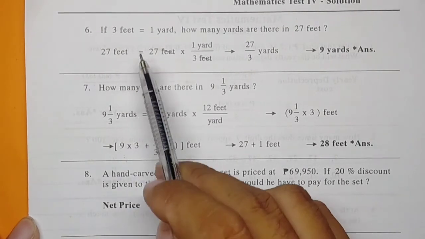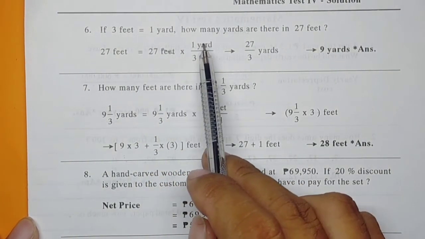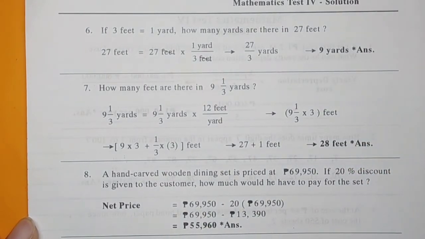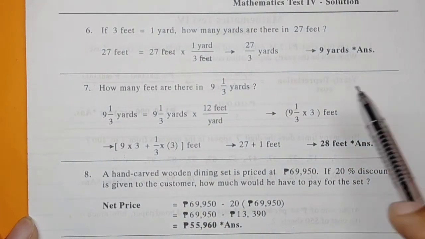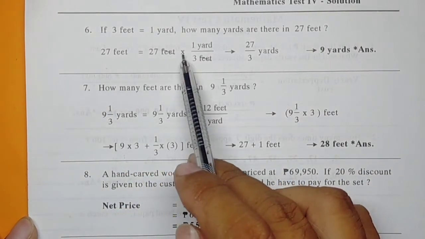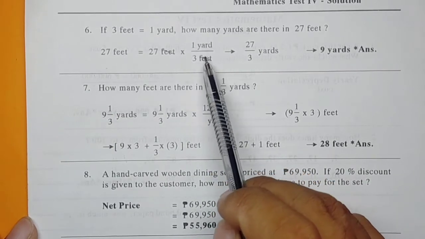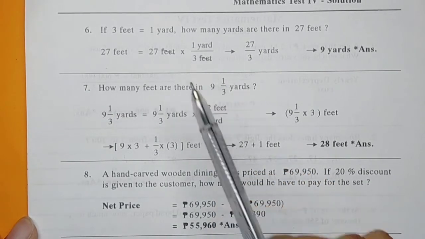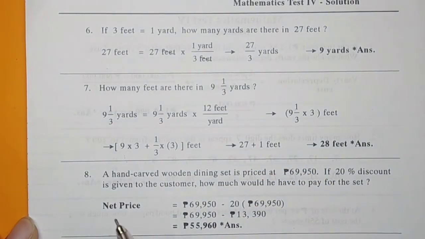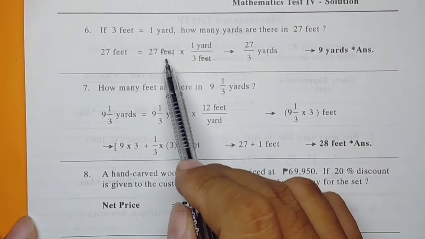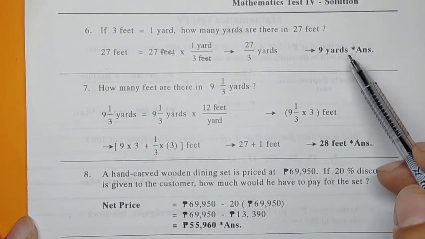So if 3 feet is equal to 1 yard, how many yards are there in 27 feet? So therefore the answer is 27 feet times 1 yard per 3 feet. So this is the basic formula. For every 1 yard there are 3 feet. Okay, so result will be 27 times 1. This one will cancel out. Okay, so 27 yards over 3, so that's 9 yards.